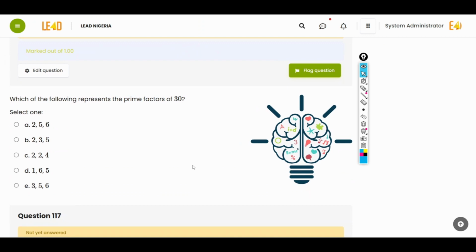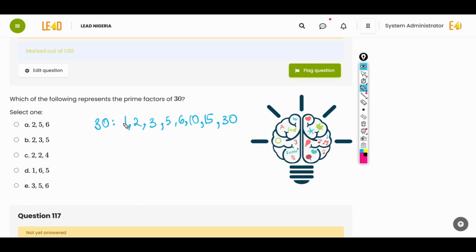All right, which of the following represents the prime factors of 30? So we're going to list out the factors of 30. 1 and 30, 2 and 15, 3 and 10, 5 and 6. Okay, so that's perfect. All right, so which ones are prime?